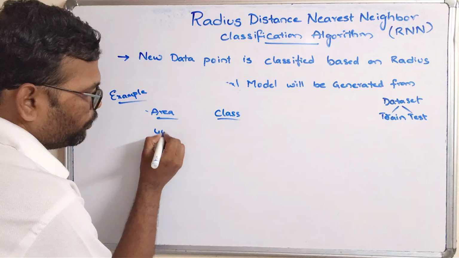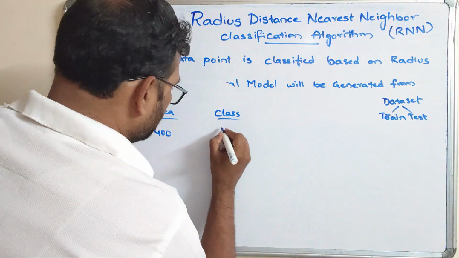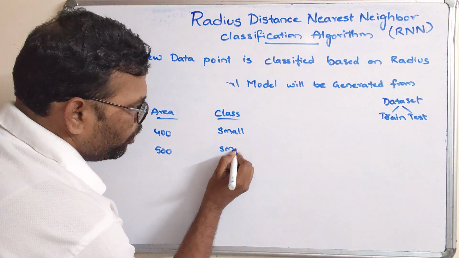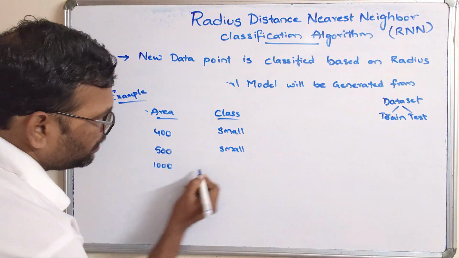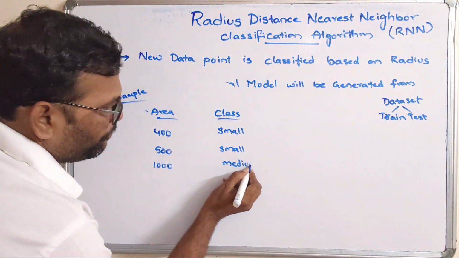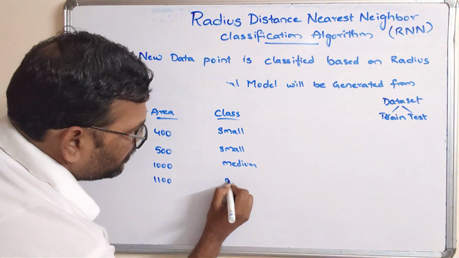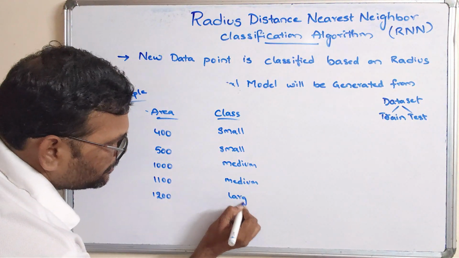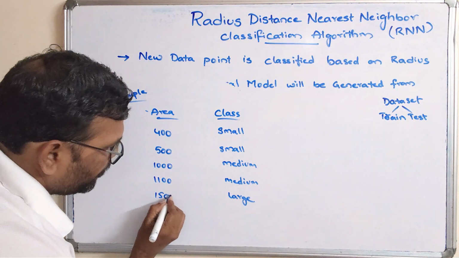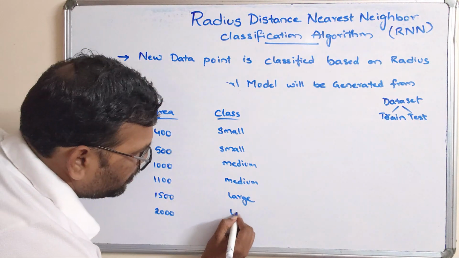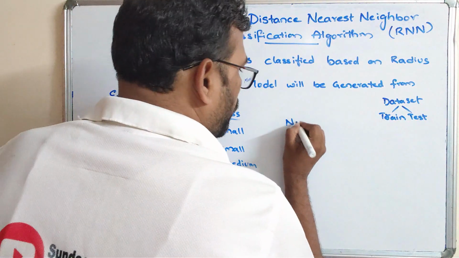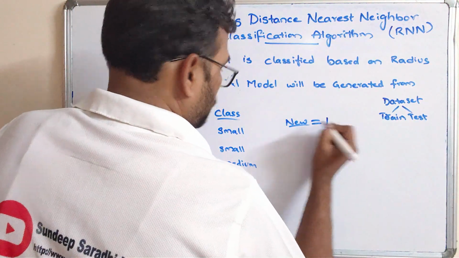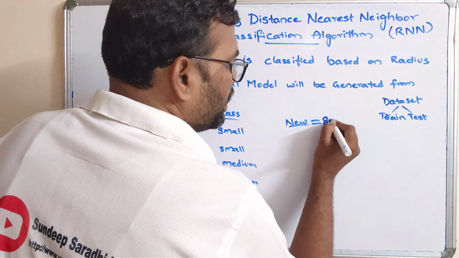For example, 400 square feet is class small, 500 square feet again small, 1000 square feet is medium, 1100 square feet is medium, 1200 square feet is large, let us take 1500, and 2000 square feet is large. Now what happens with the new data point? If I am giving some 800 square feet.